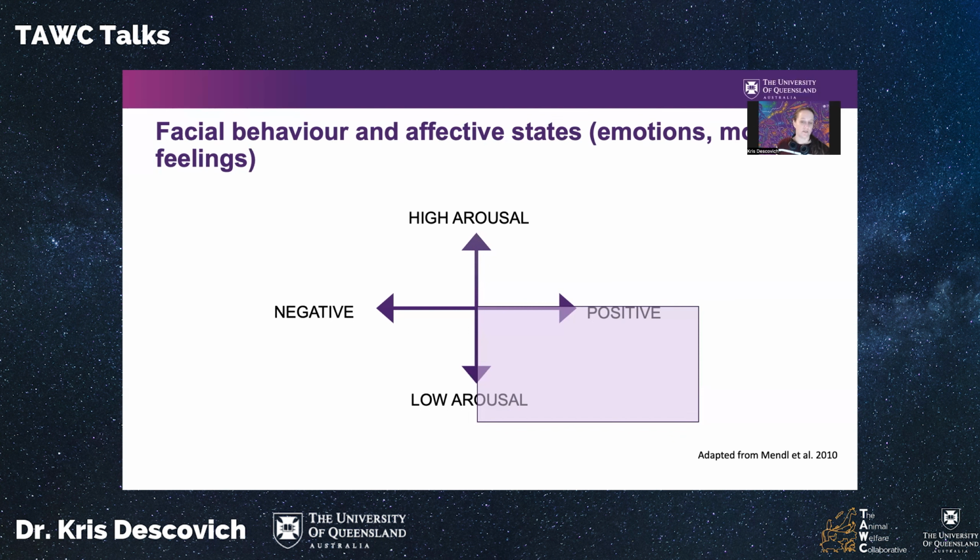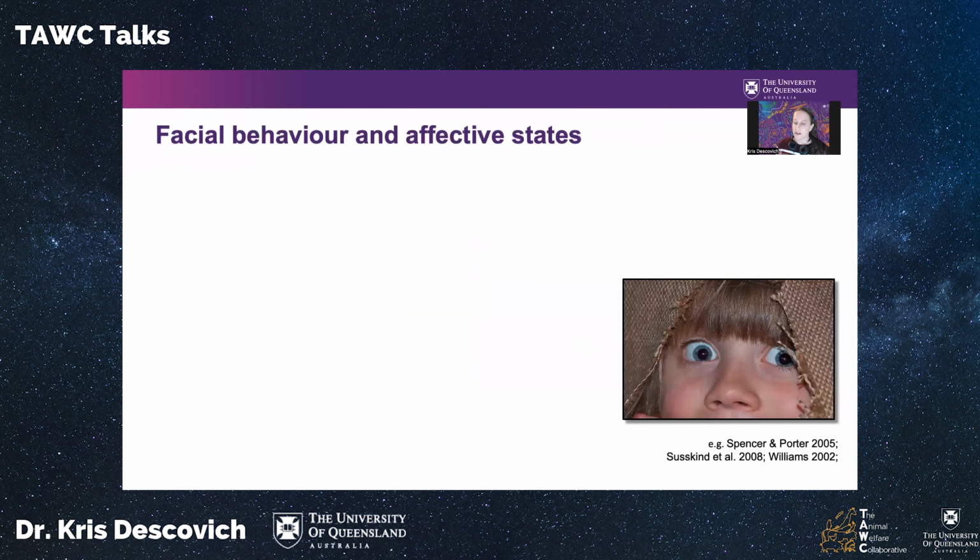So what does it have to do with facial expression? Well, we can use facial expression to make interpretations on these internal states, these affective states of animals. One of the most common indicators that we might look for is eye aperture, which is actually this widening of the eyes you can see in this picture here.